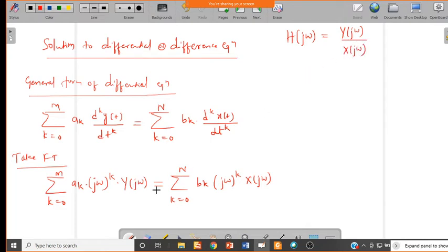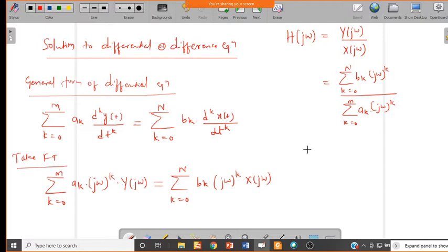So now if you take Y of j omega by X of j omega, we get the expression as summation k equal to 0 to n, p_k into (j omega) power k, divided by summation k equal to 0 to m, a_k into (j omega) power k. Now you can see this is the frequency response of the system, and similarly we can define it for the difference equation also.